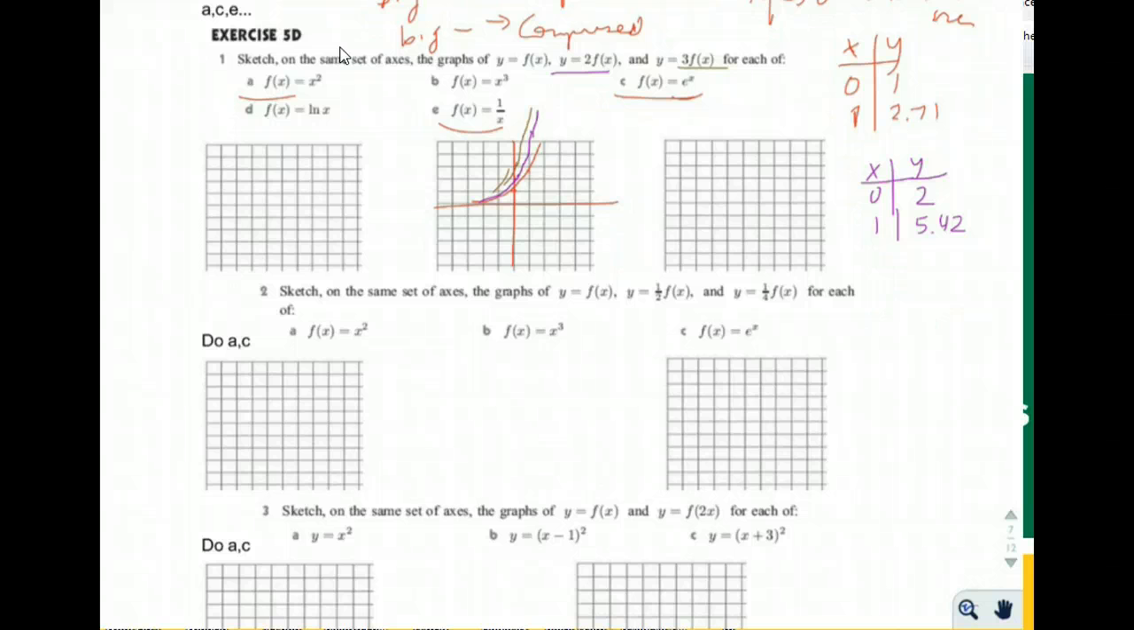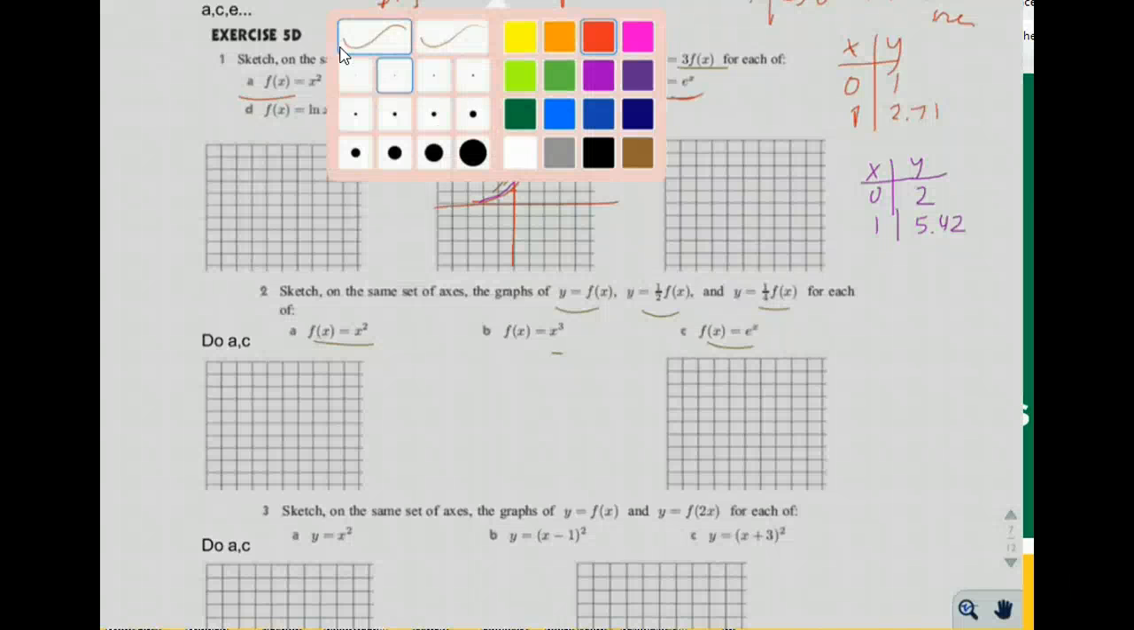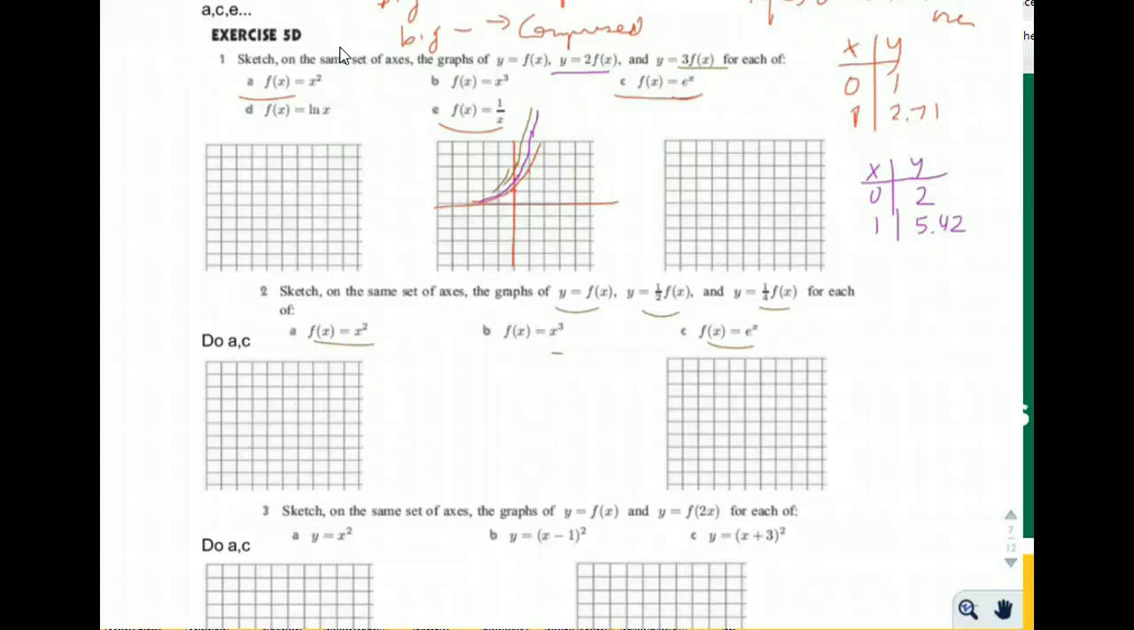2. Sketch on the same set of axes the graphs of y equals f of x, y equals half f of x, and y equals a quarter f of x. It says to do these two, but you can choose x cubed if you're bored of doing parabolas and exponentials. We'll do x squared this time. Remember, it goes through 0, 0, negative 1, 1, negative 2, 4. It looks kind of like this.